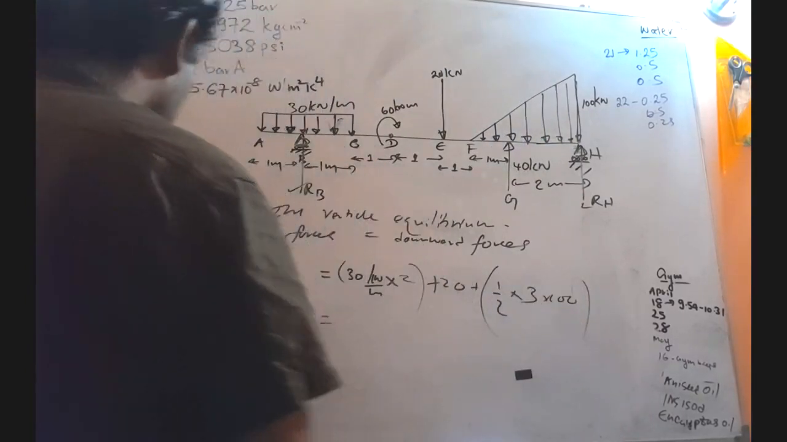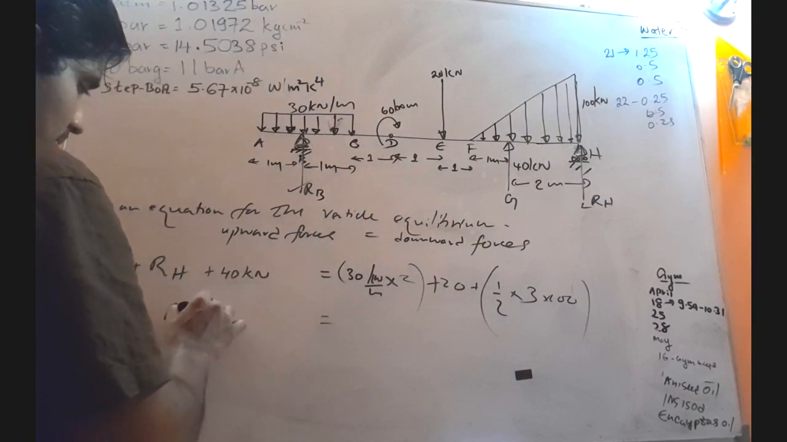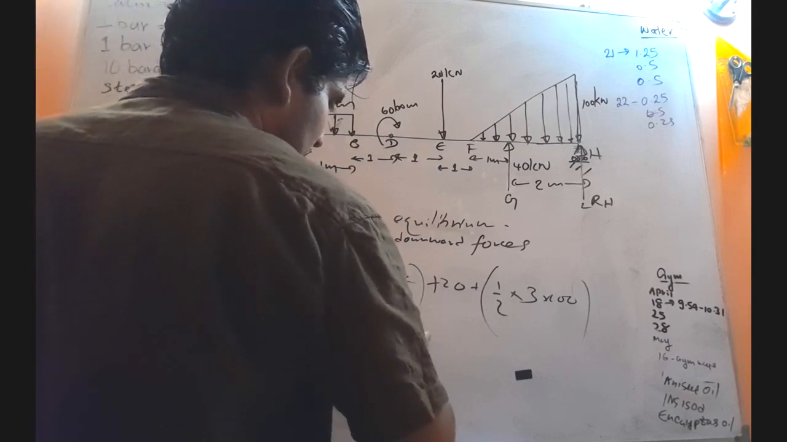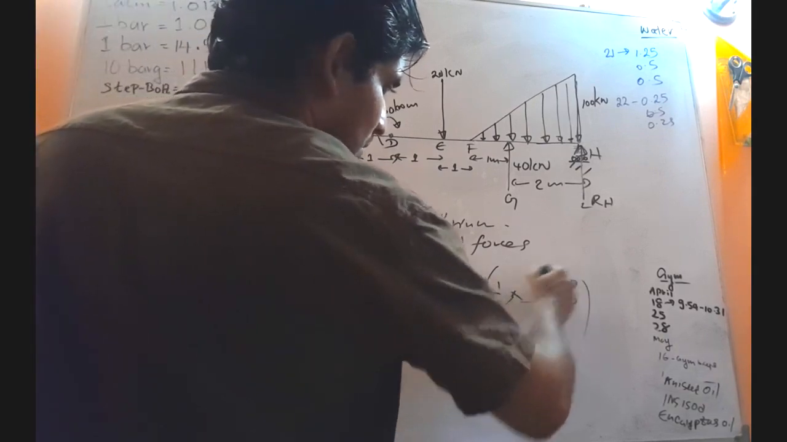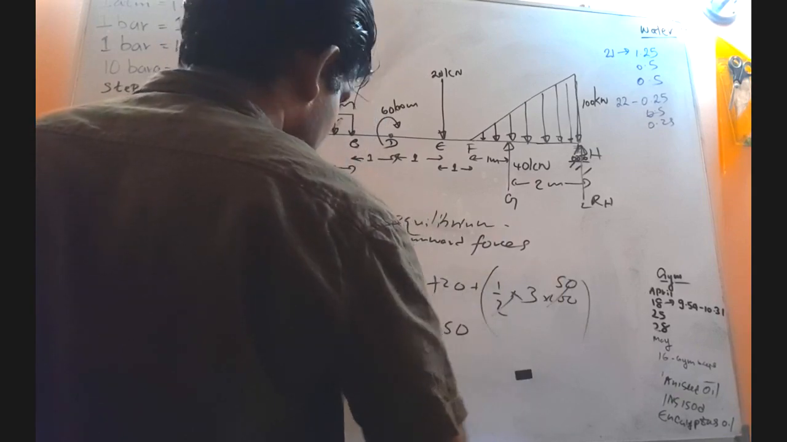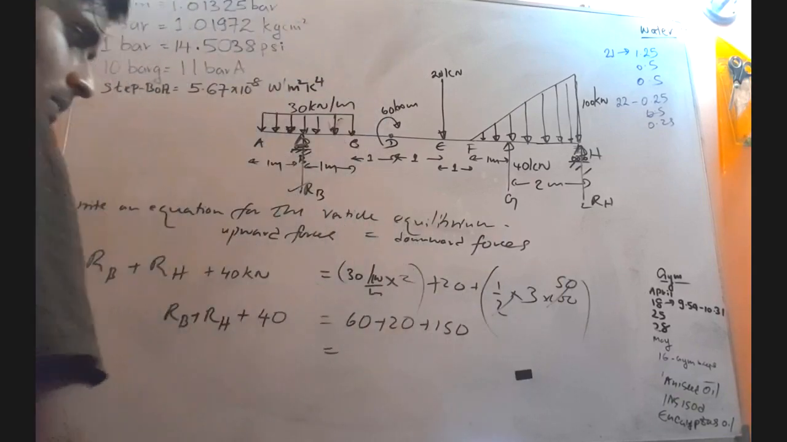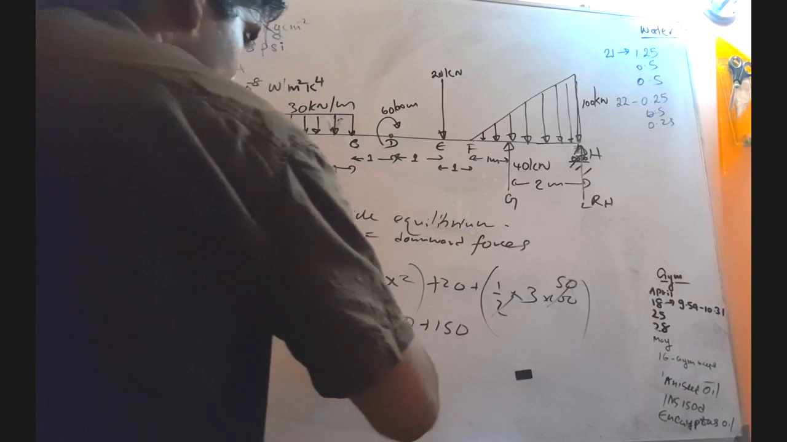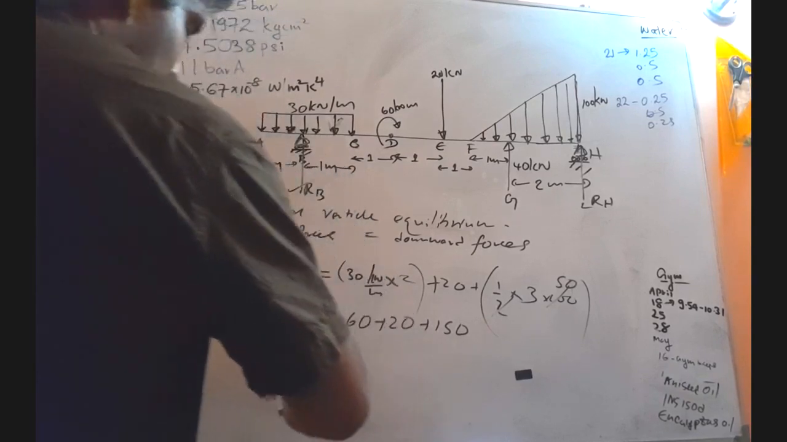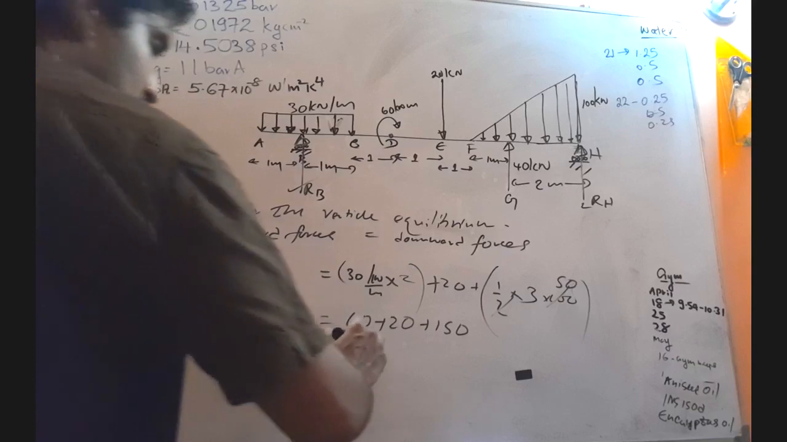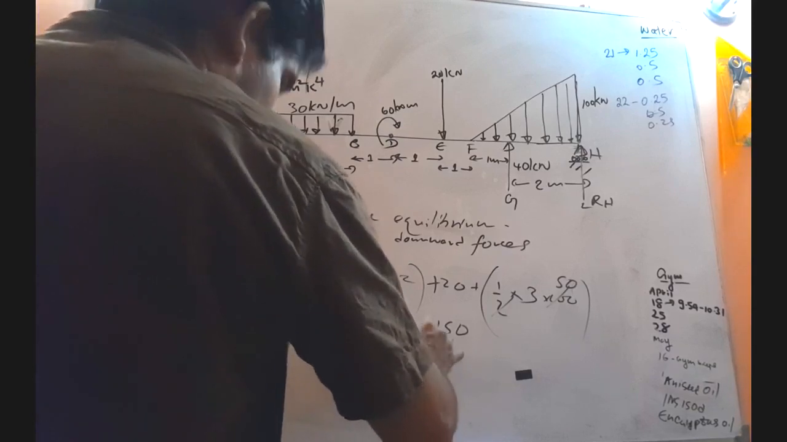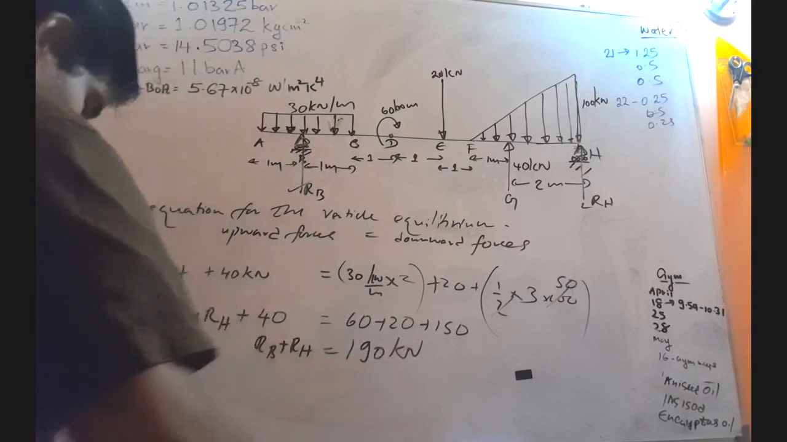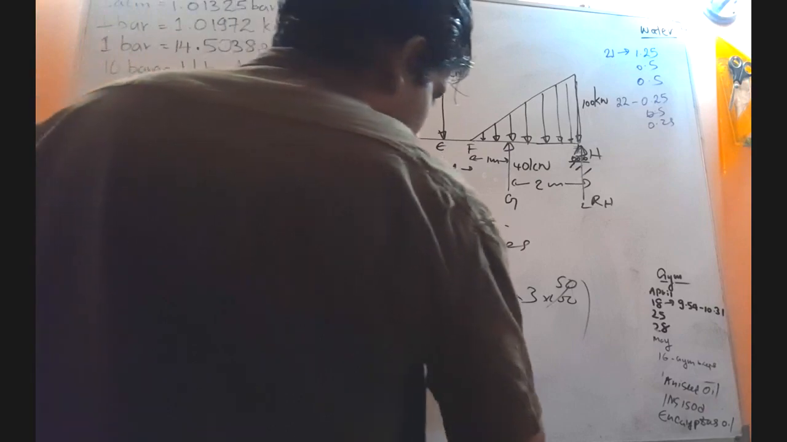So then we have this equation: RB plus RH plus 40 equals 30 into 2, 60 plus 20, 150. So 150, 156 to 210, then 230. So 230 minus 40 will be 190 kilonewtons, right? RB plus RH equals 190 kilonewtons, and this is one equation, right?